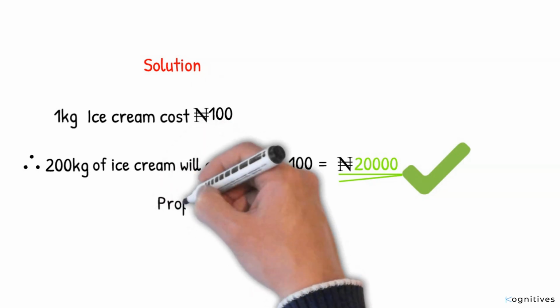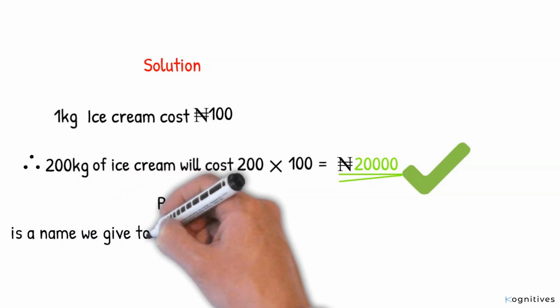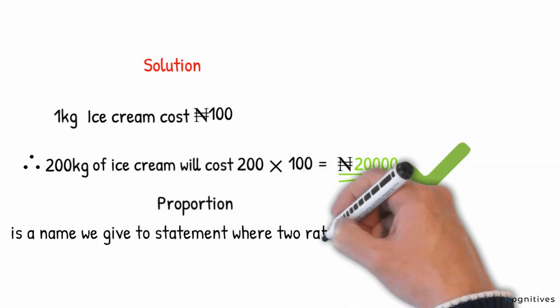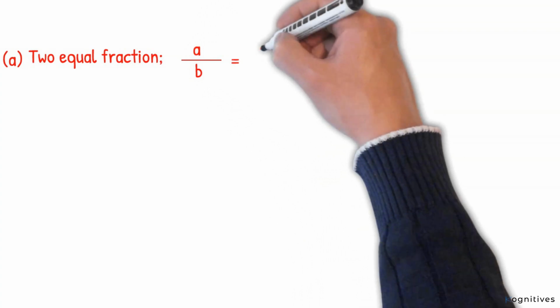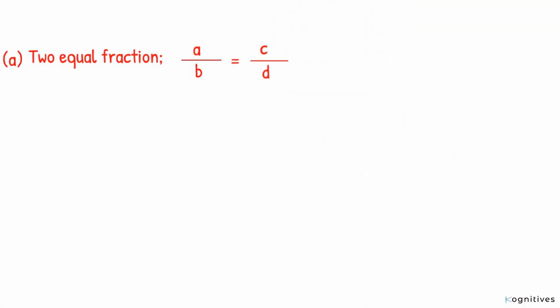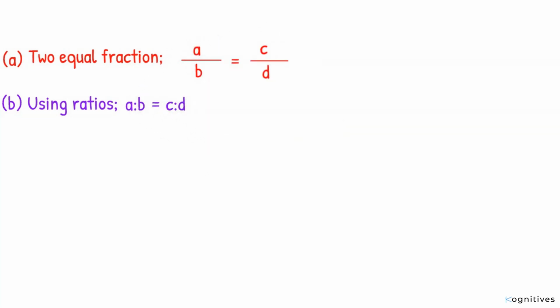Now, how about proportion? Proportion is a name we give to statements where two ratios or fractions are equal. It can be represented in two ways. One, two equal fractions, such as A over B is equal to C over D. Another way to represent proportion is using ratios, like saying A ratio B equals C ratio D. Now, let's see a quick example.